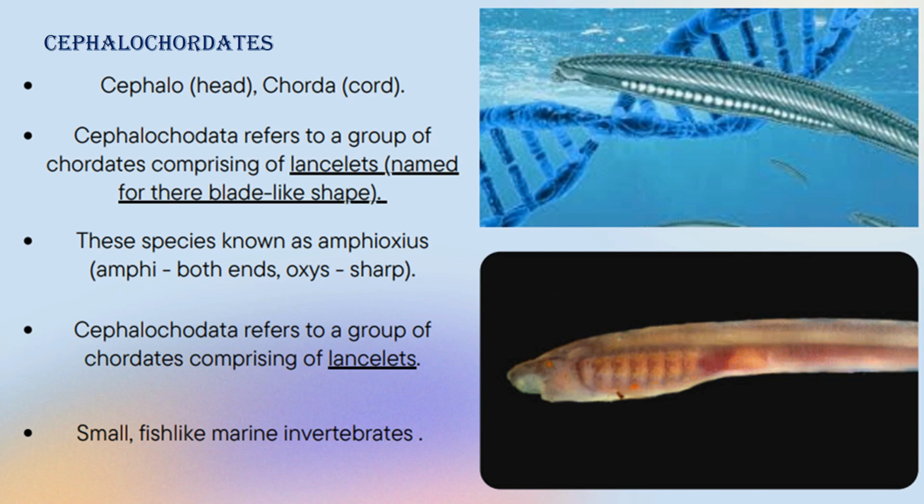A cephalochordate comes from a Greek word meaning cephalo, or the head, and chorda, meaning cord. It is an animal in the chordate subphylum Cephalochordata. They are commonly called amphioxus. Amphi means both ends and oxys means sharp. Also, Cephalochordata refers to a group of chordates comprising lancelets. They are named for their blade-like shape.